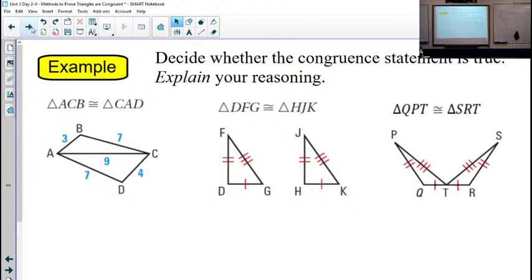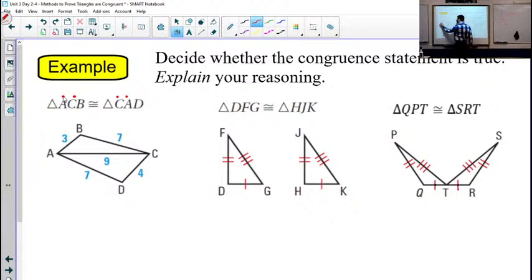Decide whether the congruence statement is true. Explain your reasoning. So we can go through and actually look at the congruence statement, because what I said yesterday is the congruence statement should tell you which pieces match and go together. So I can look and see that AC, first 2 letters, should match up with first 2 letters, CA.